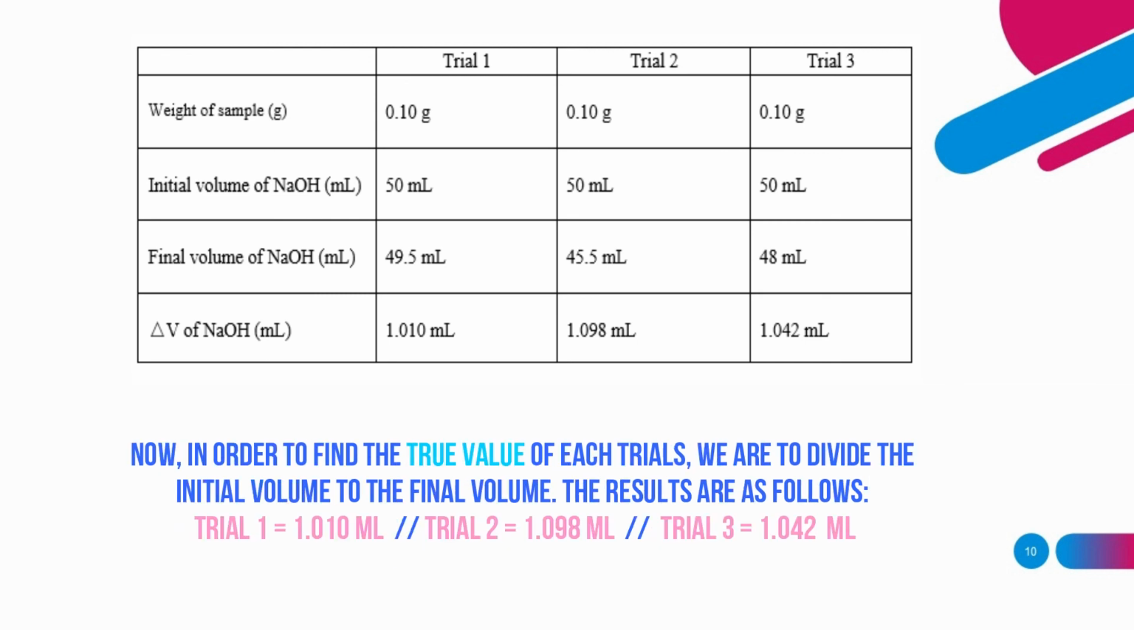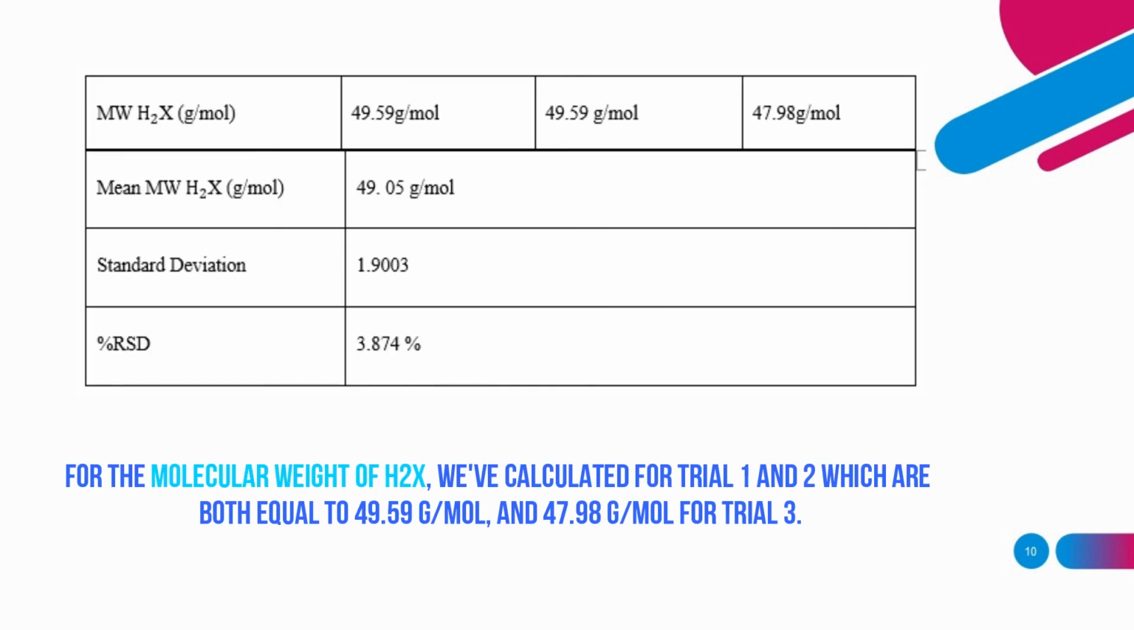Now, in order to find the true value of each trial, we are to divide the initial volume by the final volume. The results are as follows. Trial 1 is equal to 1.010 ml, trial 2 is equal to 1.098 ml, and trial 3 is equal to 1.042 ml. For the molecular weight of H2X, we've calculated for trials 1 and 2, which is equal to 49.59 grams per mole, and 47.98 grams per mole for trial 3.